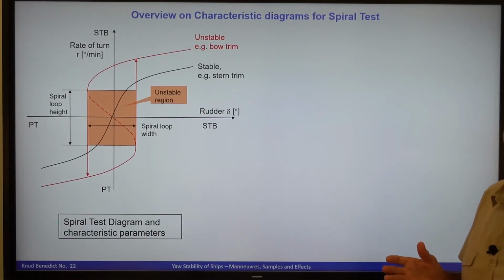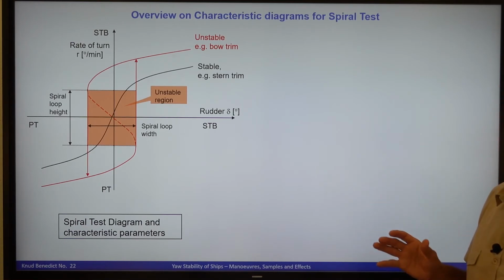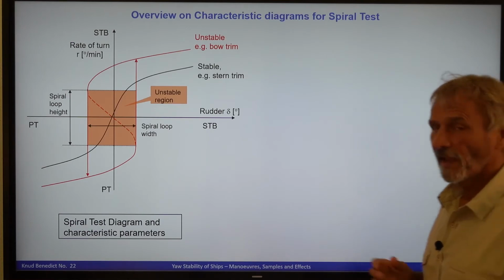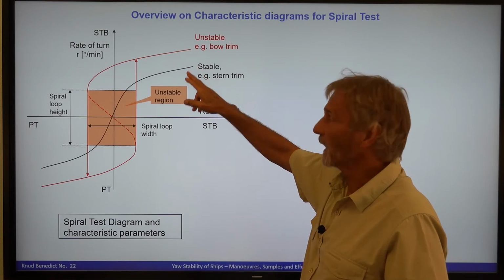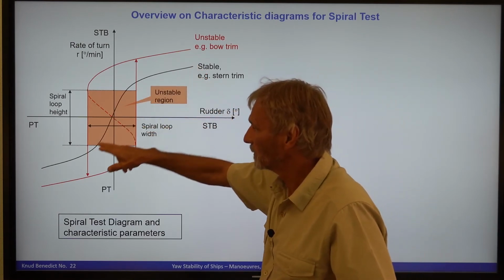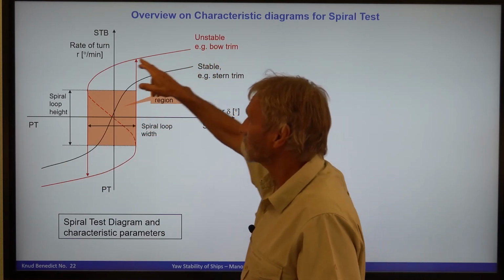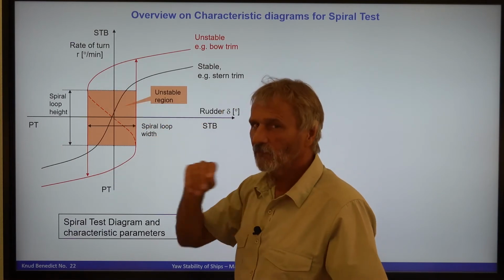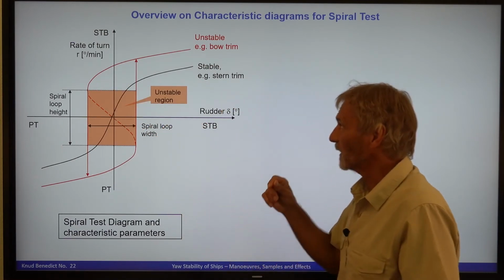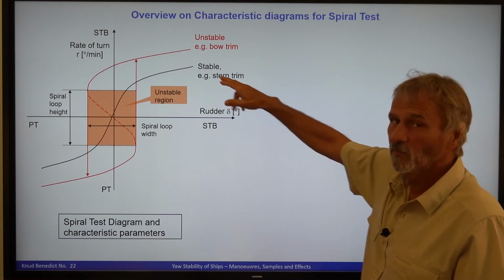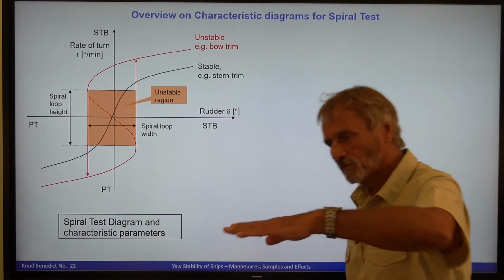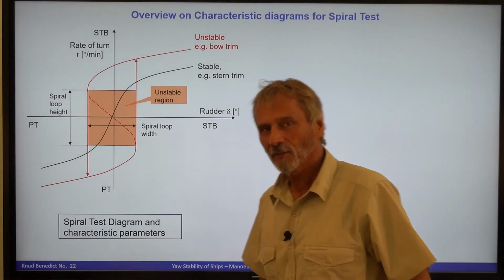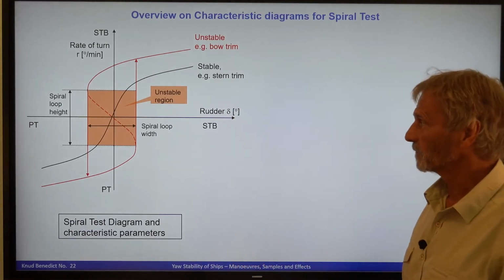This is explained as this typical diagram as a result for spiral tests. So I have shown here two different results for a stable ship and for an unstable ship. You can even speculate in what direction it's going, because this is normally for stern trim and this is for bow trim. With a huge bow trim, you can make every ship unstable.